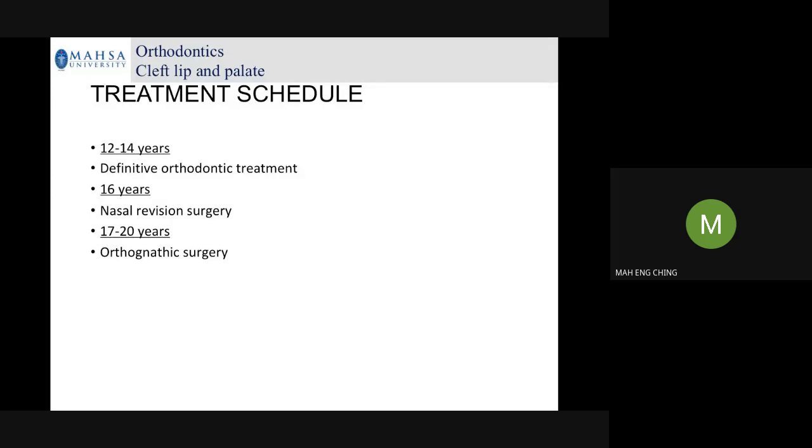Let's say they are too severe class 3, then we tend to wait until they are 17 to 20 years old. Then we do orthognathic surgery. So this one is very subjective. So we have to assess the patients carefully. If they are not too bad, then we start ortho. If they are very severe class 3, we tend to wait until they stop growing. Then we do orthognathic surgery plus the braces together.